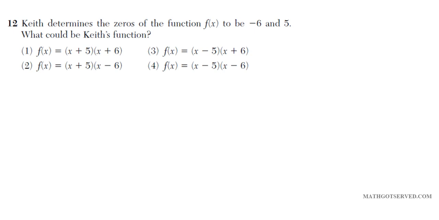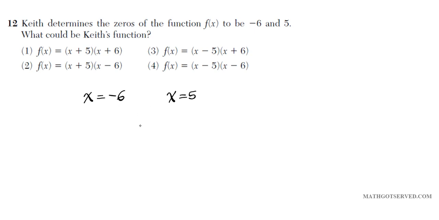All right, let's take a look at number 12. It says Keith determines the zeros of the function f of x to be negative 6 and 5. What could be Keith's function? So the zeros are negative 6 and 5, so we simply write x equals negative 6 and x equals 5. The zeros are basically the x-intercepts, okay? Now what are we going to do?